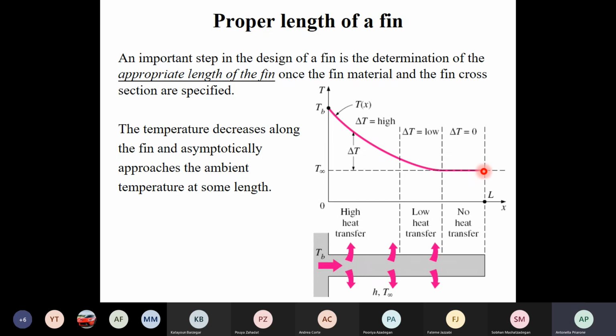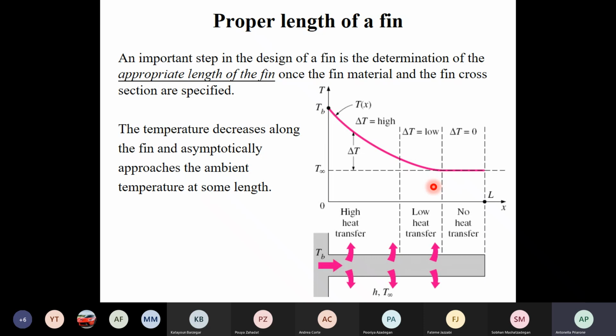At a certain point, delta T is 0. That means that for this length, I have no heat transfer from the fin to the fluid, and also a portion in which I have a low heat transfer rate. So it's important to know this temperature profile because, for example, this last part of the fin makes absolutely no sense because it does not work.